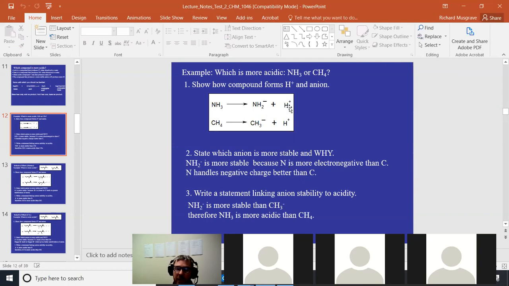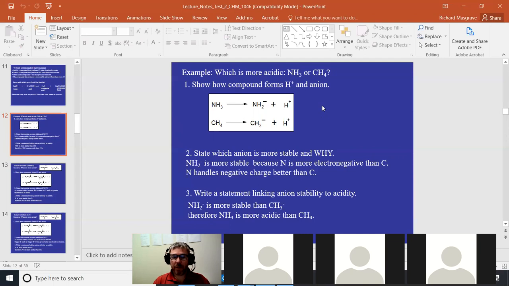Now how do I know it's coming off as H plus? This is because we are trying to determine which compound is more acidic, and that's really the key word here. Acids will form H plus in solution. So that's how I know I'm getting H plus. Does anybody have any questions so far?